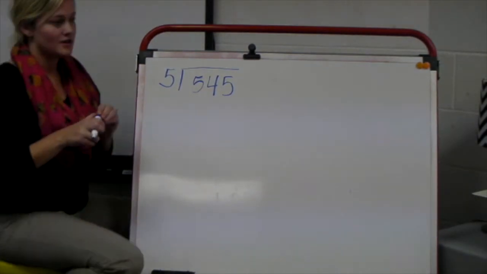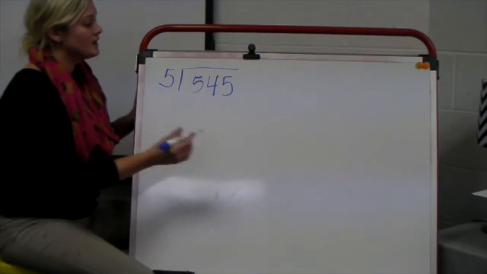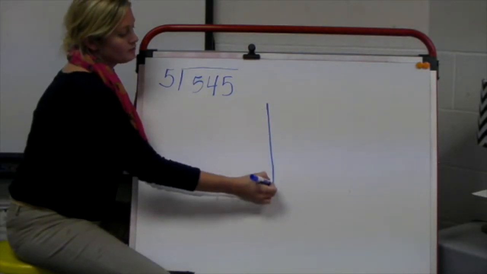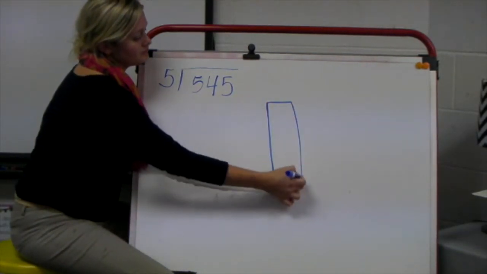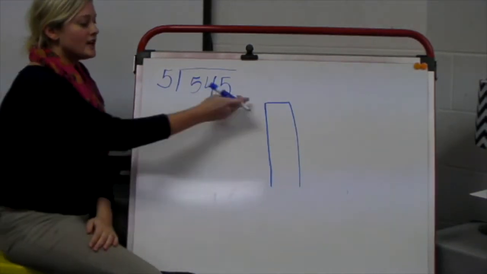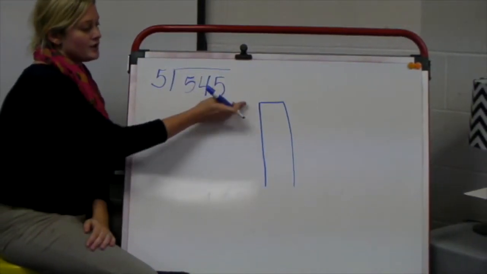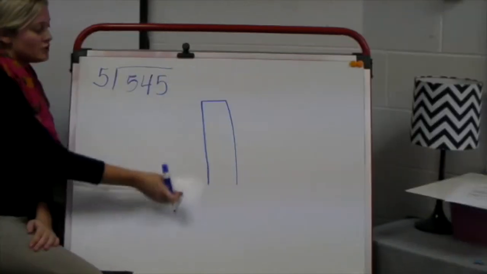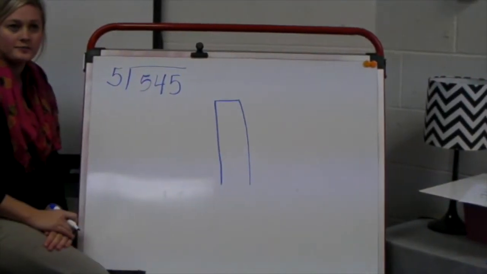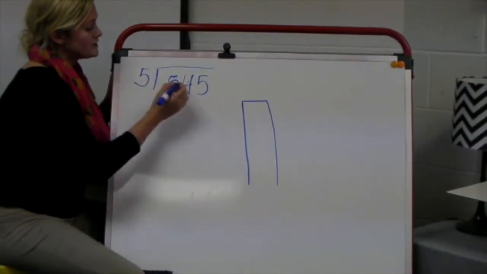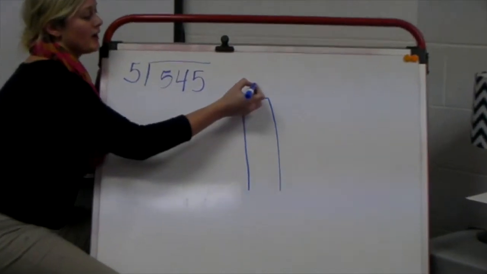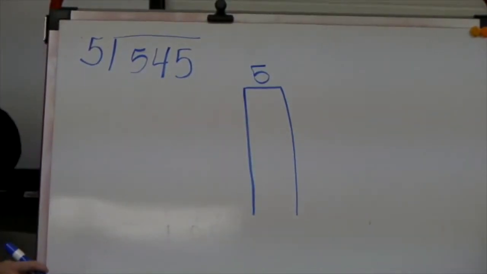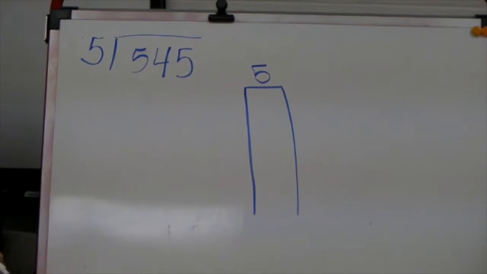How we begin doing area model is we begin with a rectangle. And this is the area that we want to fill up. At the end, this should equal 545. Where I place my 5, the number I'm dividing by, is on the top. This strategy uses a lot of guess and check.